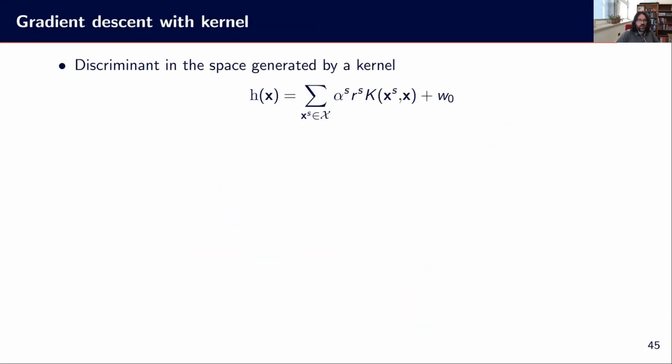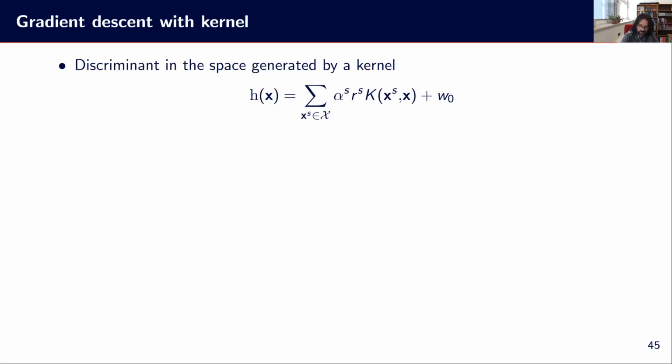And as such, if we go back to the discriminant in the space generated by a kernel, we can follow on that formulation. So we have a function h here, which is stated that way. We are using the SVM formulation with the kernel. So we are summing over all training sets, what you call the XS here, with alpha S times kernel between XS and the X that we want to classify, plus W0.